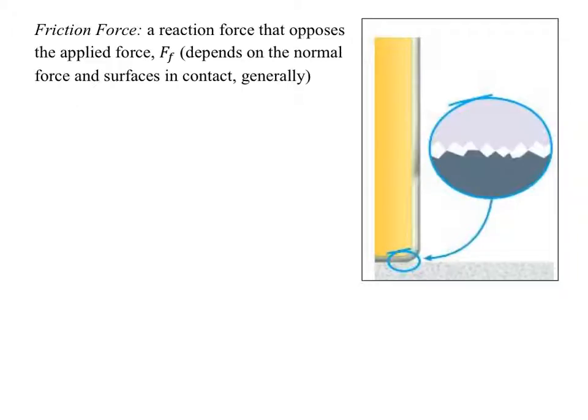So it turns out, and we're going to see this in a moment, that friction is proportional to the normal force. That symbol means proportional to. As one goes up, the other goes up. They are directly related. Again, friction is directly related to the normal force. It's actually in the formula we're going to see in a moment.